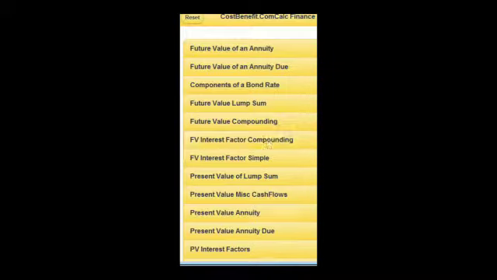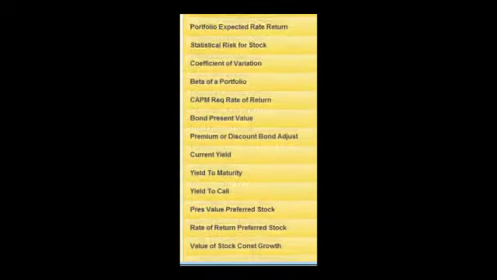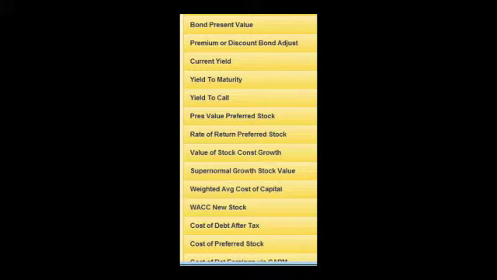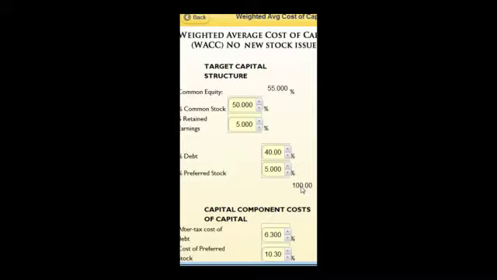We also even have this supernormal growth stock valuation. And what's cool about that is that again it is a multi-step process. And also like the weighted average cost of capital. Let's take a look at that. So in this scenario, we have what's known as common equity, and we have a common stock with these retained earnings. They have a target capital structure which is made of 55% common equity, and we've broken that up so you can see what the components are of that common equity, and the percentage of debt, percentage of stock.